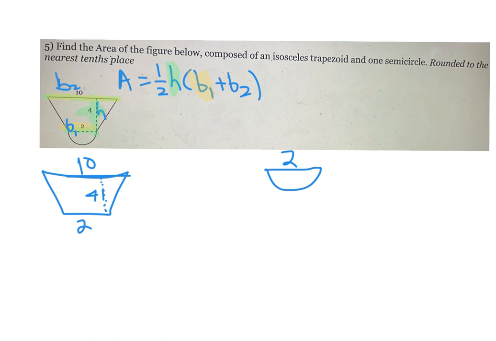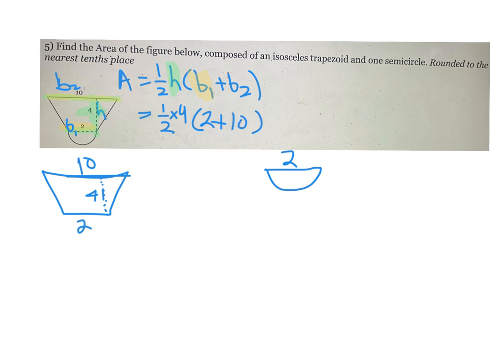All right, now that we have all that labeled, I'm going to show you how to use your formula. So we're saying 1/2 of the height number. The height number is 4, because that's what we have in the video. And since it's next to the parentheses, that means it's multiplying times 4, okay? And then inside the parentheses, base 1, we said that one was 2. Base 2, we said that one was 10.